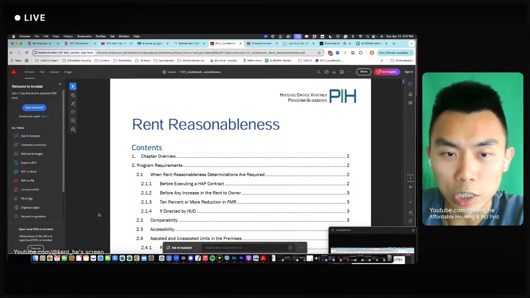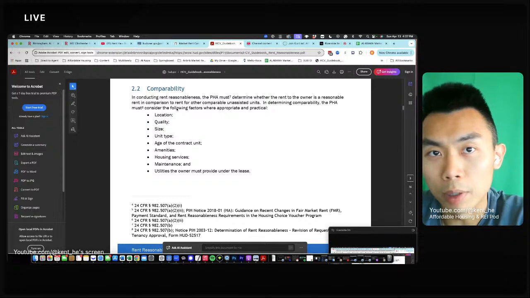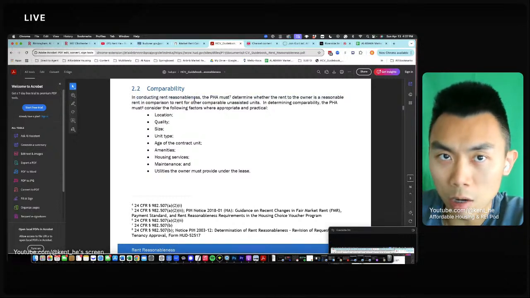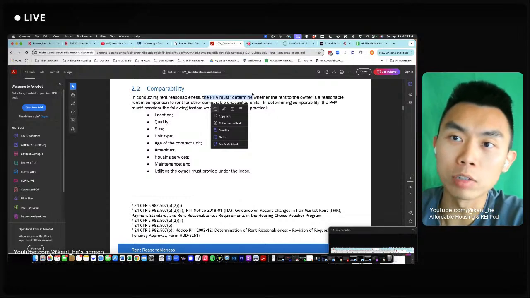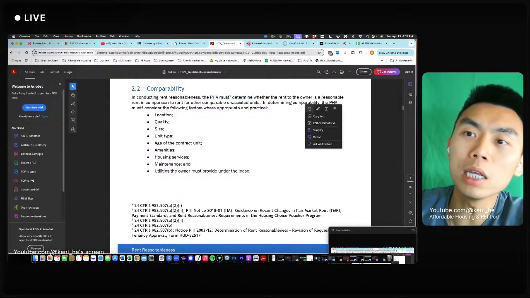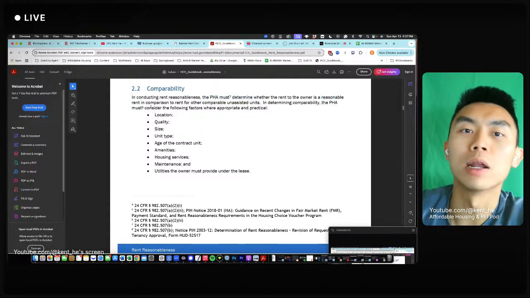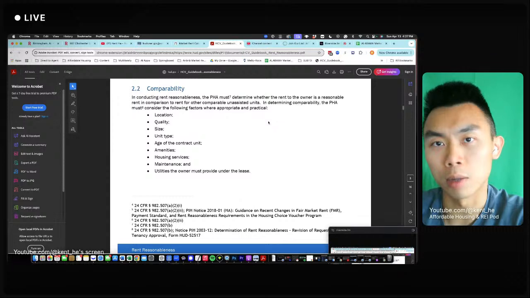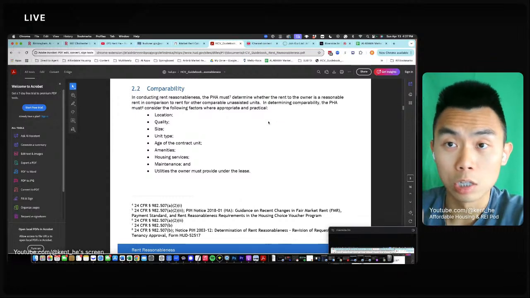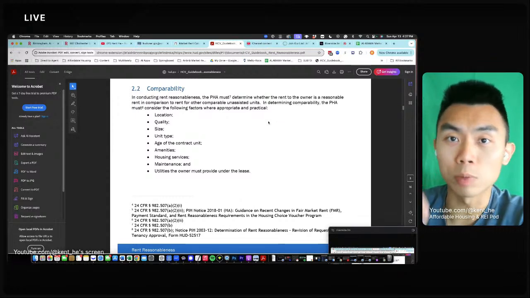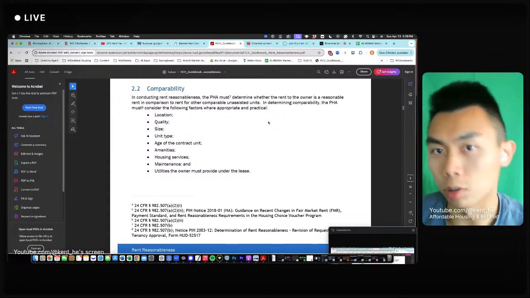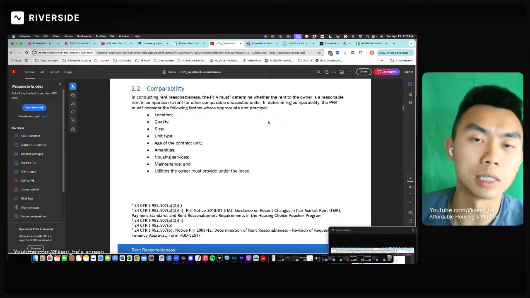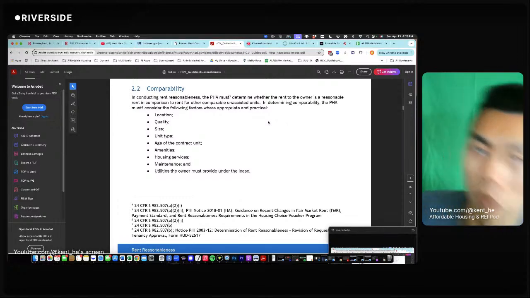Interestingly enough, if you go to Section 2.2 here in comparability, it says that in conducting rent reasonableness, the PHA, or the Public Housing Authority, must determine whether the rent to the owner is a reasonable rent in comparison to rent for other comparable unassisted units. So obviously size and unit type matter, but this essentially means that you cannot charge more rent to someone simply because they are a voucher holder, for obvious reasons.